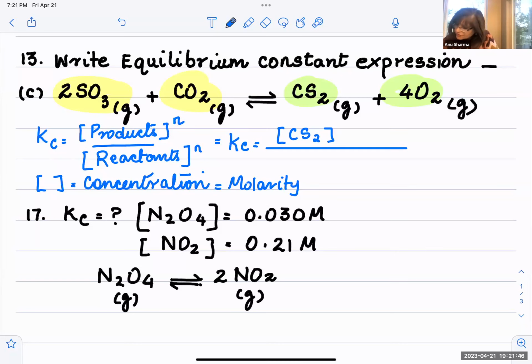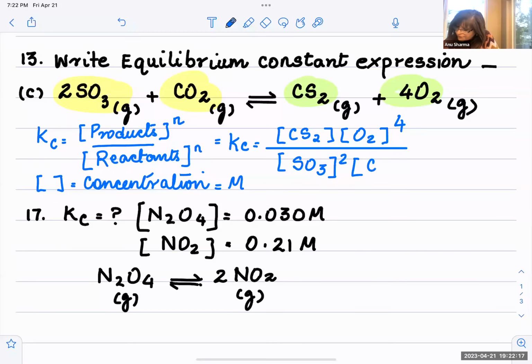So here we have the concentration of CS2 times the concentration of oxygen raised to the power 4. CS2 only has one as a coefficient in front, so we don't write that. But for oxygen, we write it raised to the power 4, over the concentration of the reactants, which is sulfur trioxide, SO3, raised to the power 2, times the concentration of CO2 raised to the power 1. For 1, we don't write it. So that's the first question.